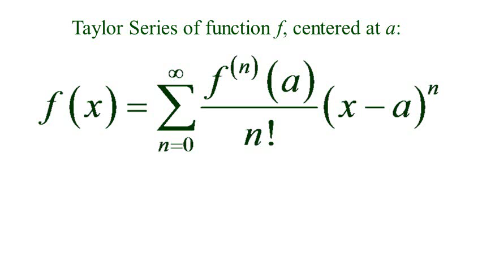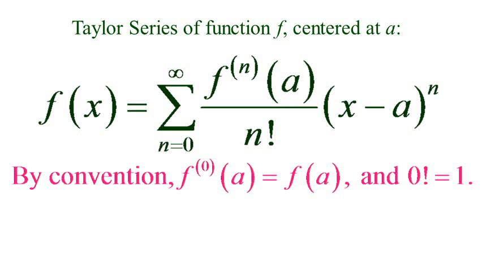So the Taylor series for function f centered at a is found by the sum of terms formed by the nth derivative of f at a over n factorial times x minus a to the nth power. We define the 0th derivative to be f of a, and the value of 0 factorial is defined as 1.